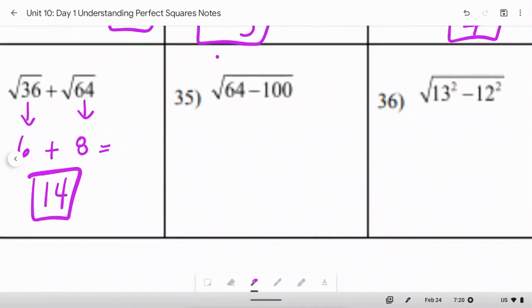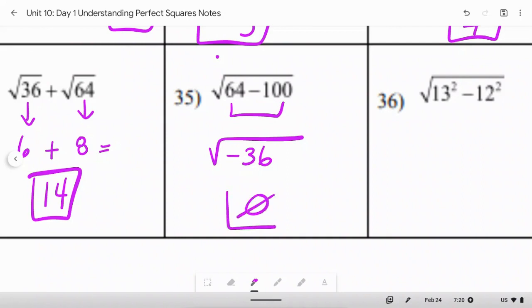For 35, since they're both underneath the square root, I need to simplify this first. So 64 minus 100 is the square root of negative 36. Since the negative sign is underneath the square root, this would be a no solution problem.